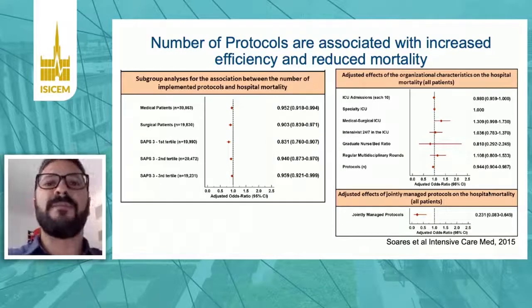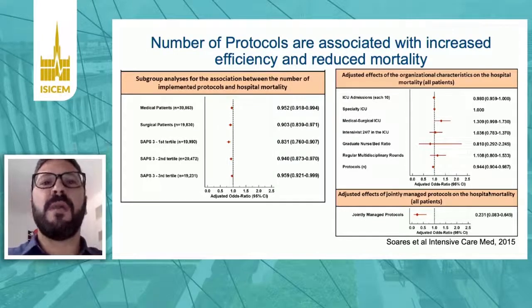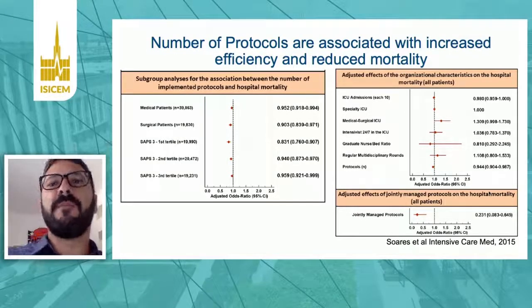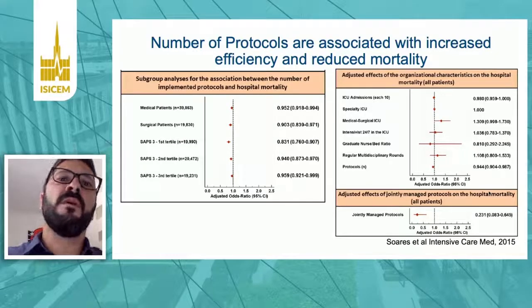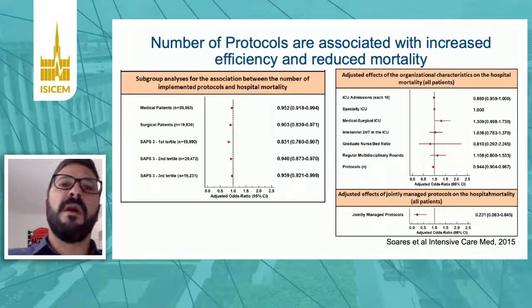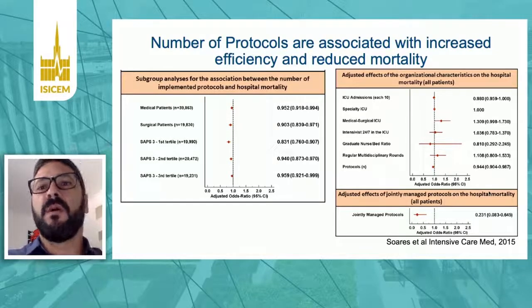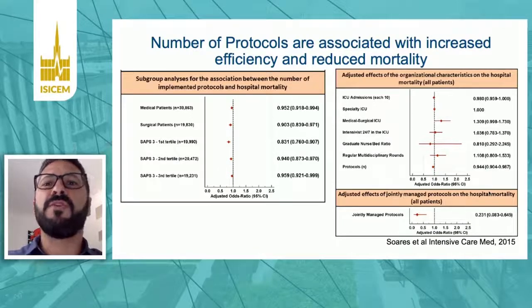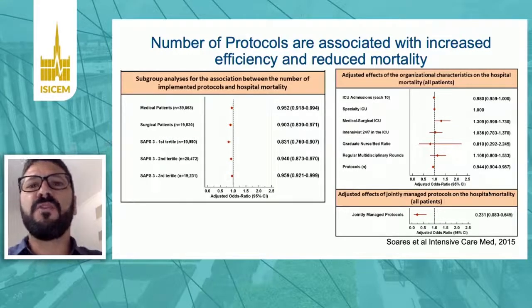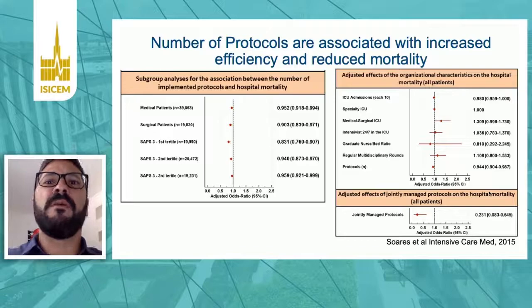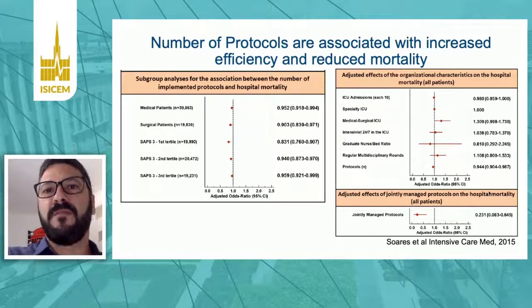What we showed is that the more protocols you have implemented in your unit, that being said, protocols that are associated either with time-dependent diseases such as sepsis, cerebrovascular diseases, and cardiovascular diseases, or protocols that are associated with prevention of ICU-acquired complications such as DVT prophylaxis, VAP, and catheter-related infections, for example, the more efficient the ICU was. That being said, the lower risk-adjusted length of stay was identified in the intensive care unit.